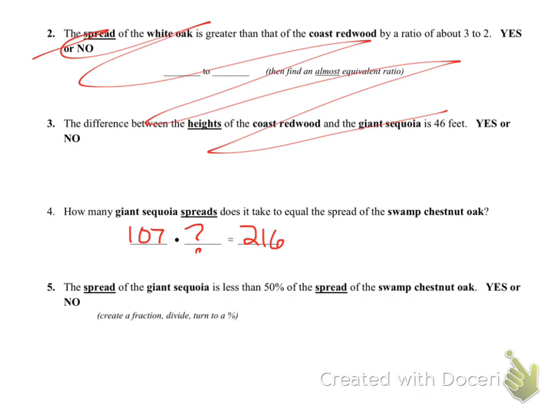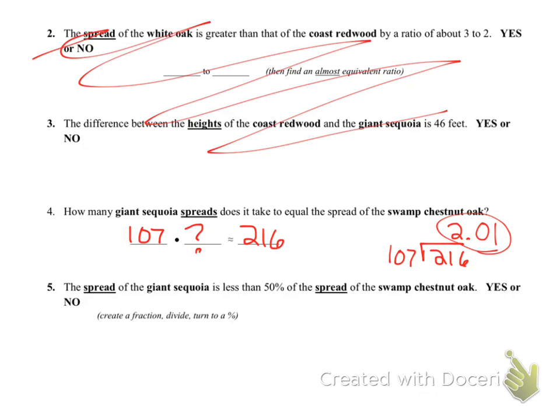How are we going to solve that? Let's take 216 and divide it by 107. Once we divide that by 107, we should get an answer that gives us about how many sequoias it will take to make a swamp chestnut oak. Go ahead and do 216 divided by 107. We get about 2.01. So for all intents and purposes, about 2 times as big.